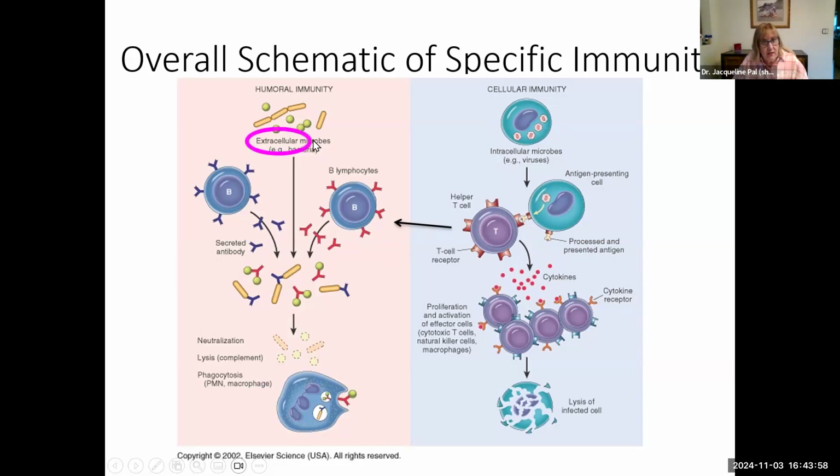And did you notice extracellular pathogens are involved in antibody-mediated immunity, whereas intracellular pathogens are involved in cell-mediated immunity.